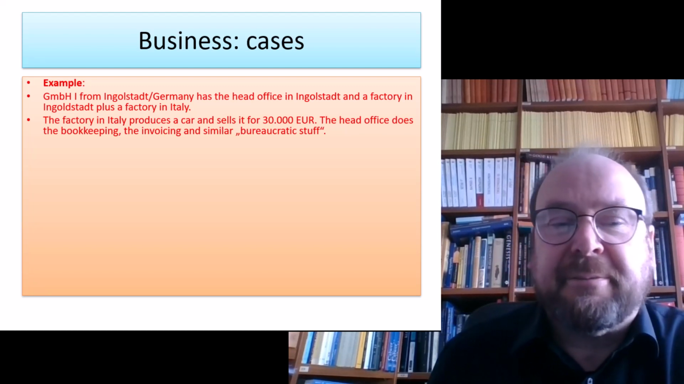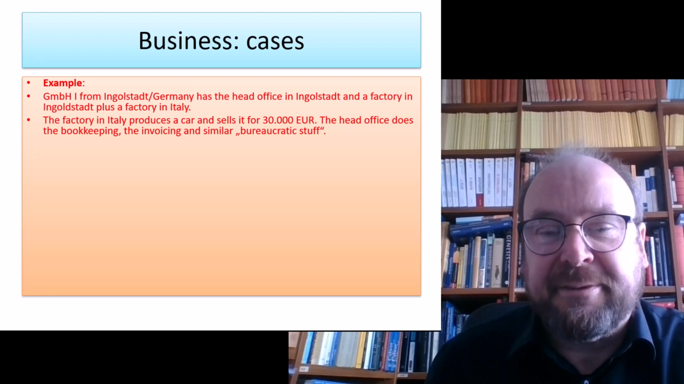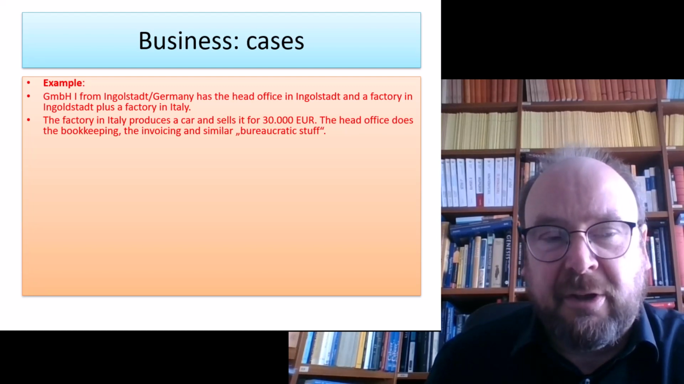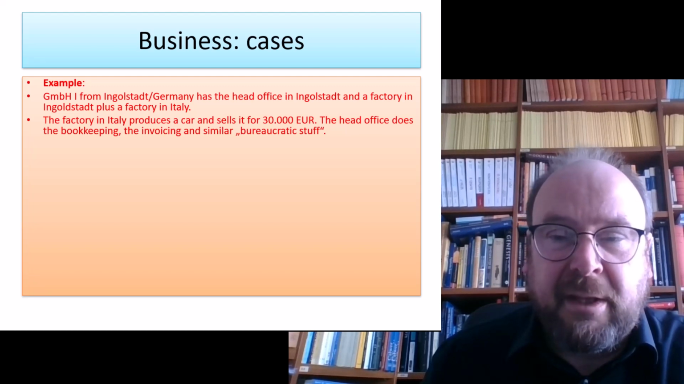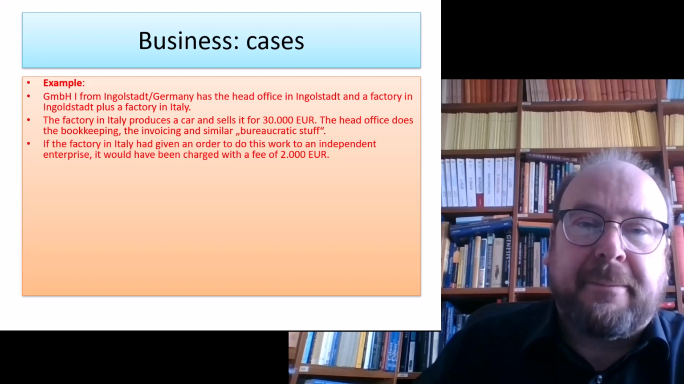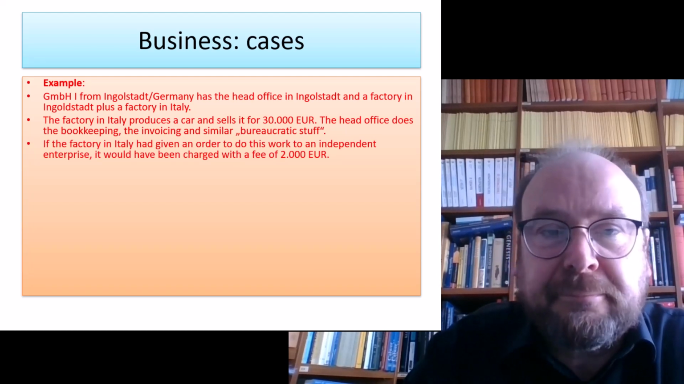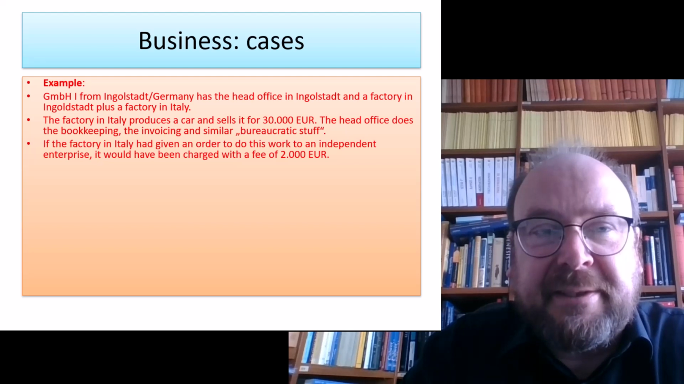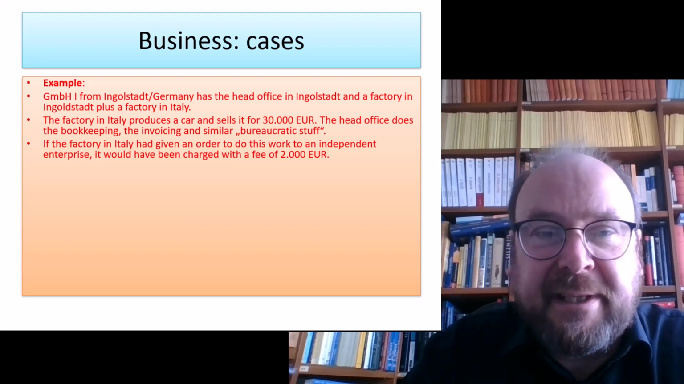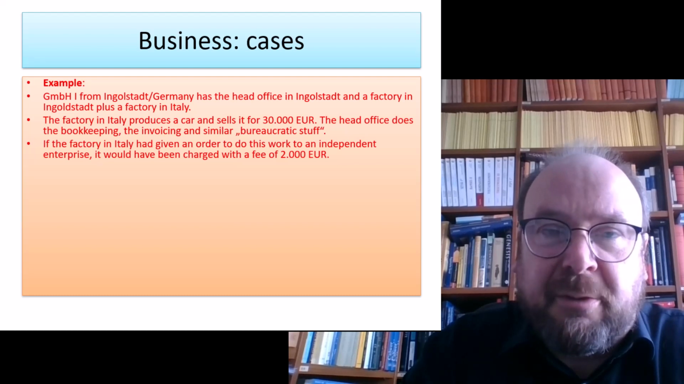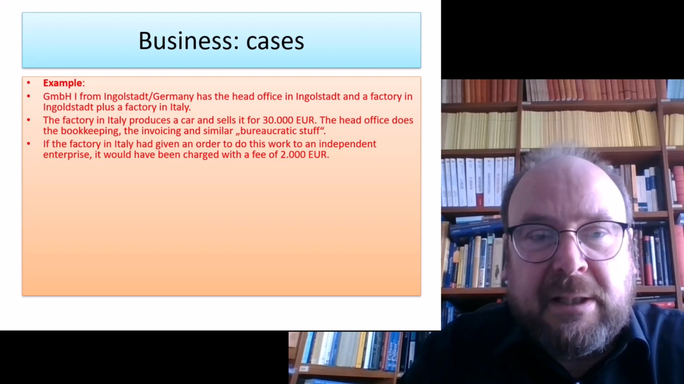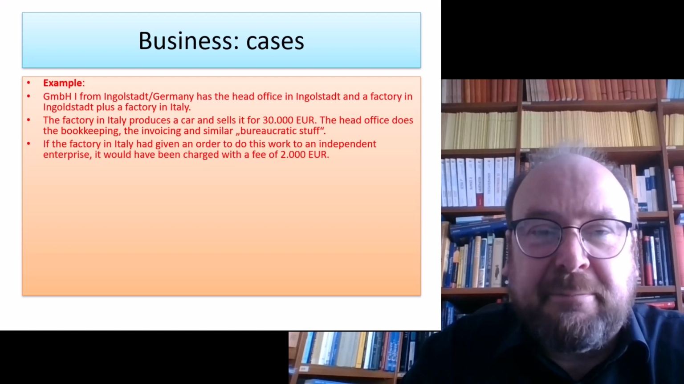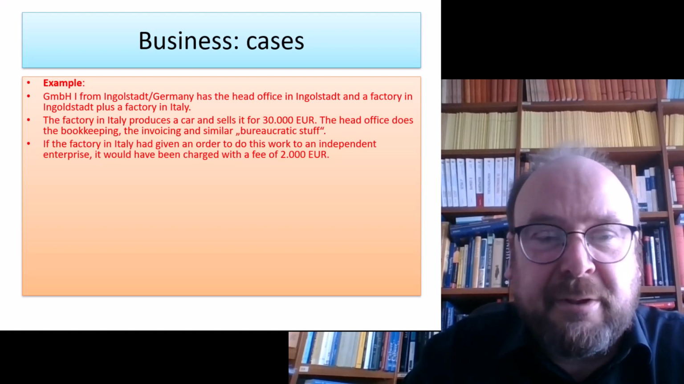Now, the factory in Italy produces a car and sells it for 30,000 euro, but the head office in Germany does the bookkeeping, the invoicing, and all the similar bureaucracy stuff. Yeah, what does that mean? First, the interesting thing is that here, in dealing with that transaction, the German part of the enterprise and the Italian part of the enterprise work together. So we can't say that one transaction is completely attributed to one of the permanent establishments.